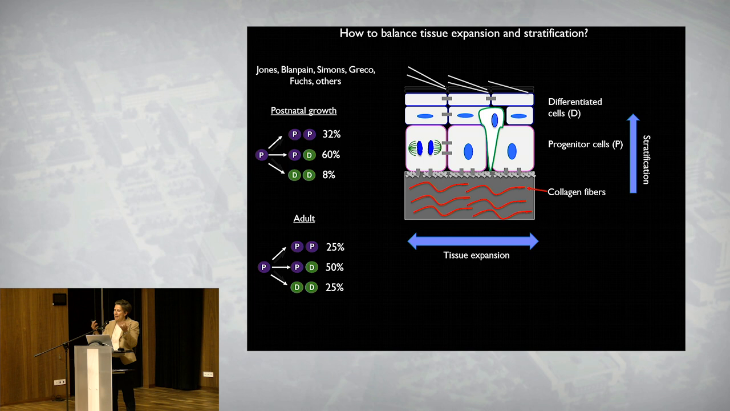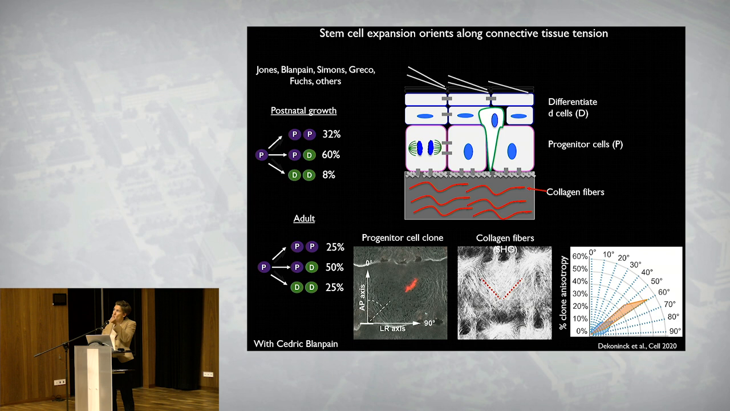However, in collaboration with Cedric Blanpain, who is applying these lineage tracing approaches, we actually noticed that when we follow such an individual clone, it's actually not growing isotropically. So here, this red thing is one of the stem cell clones. We have labeled one single cell and now this clone is about 100 cells, and we see that the clone actually has this anisotropic shape.